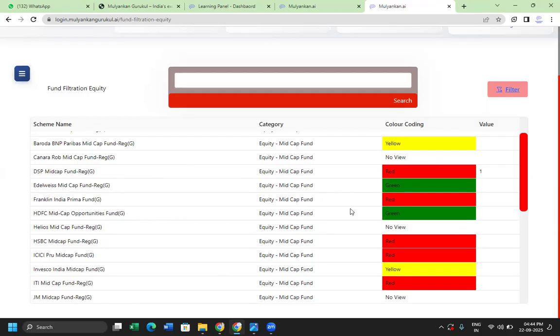Red will not be the potential outperformer, sir. Okay. Green is a safe fund. Means if you don't want to play with red, then of course go for a green fund. Okay. And this HSBC, ICICI mid cap, all these are red funds.